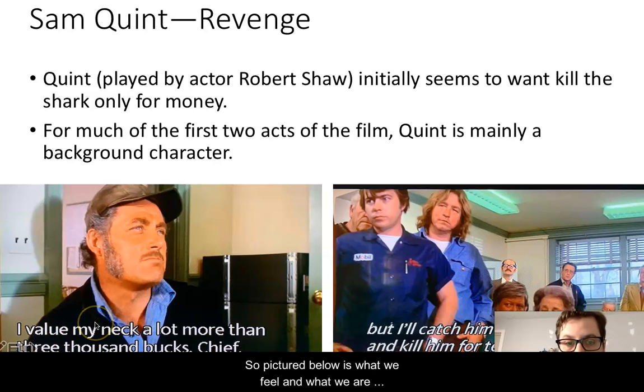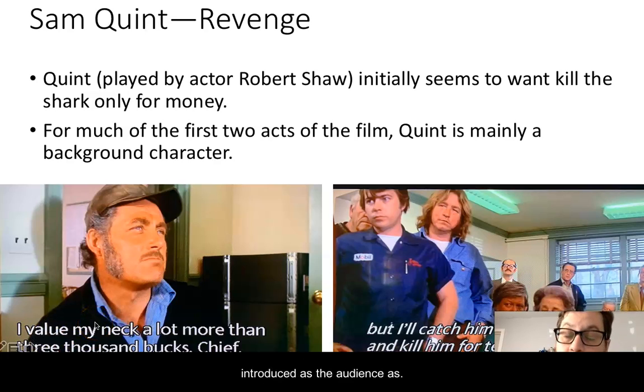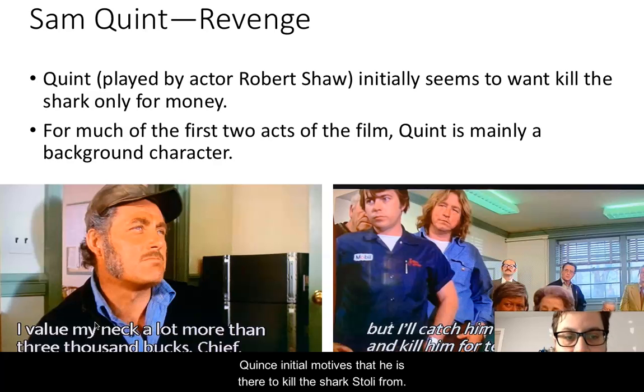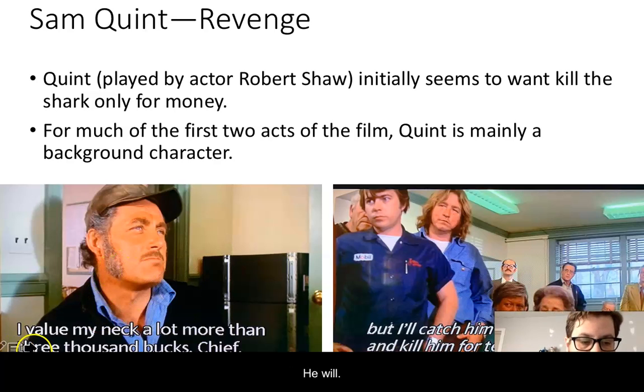So pictured below is what we feel and what we are introduced to as the audience as Quint's initial motives: that he is there to kill the shark solely for money. As he says, he will catch him for $3, but he will kill him for $10,000.